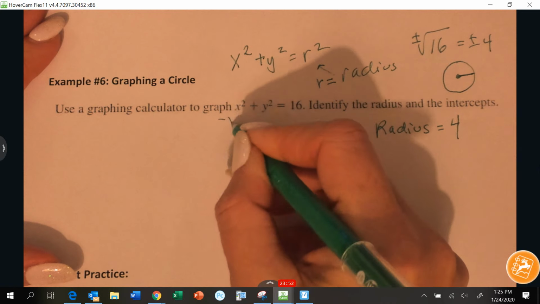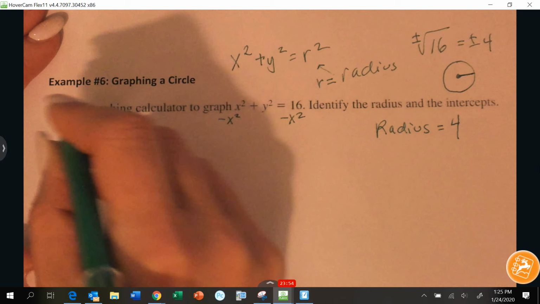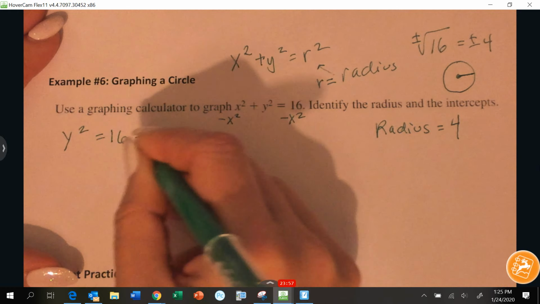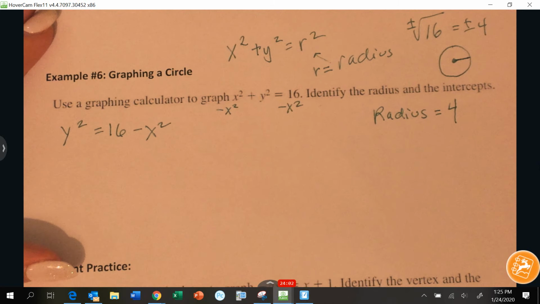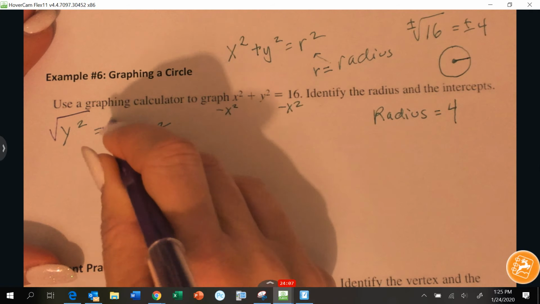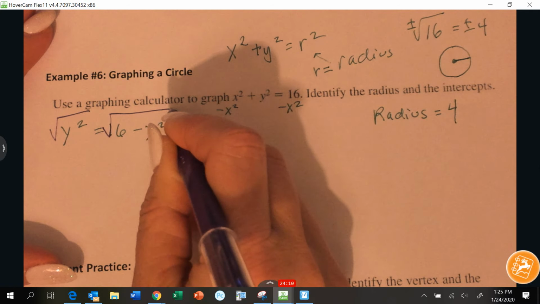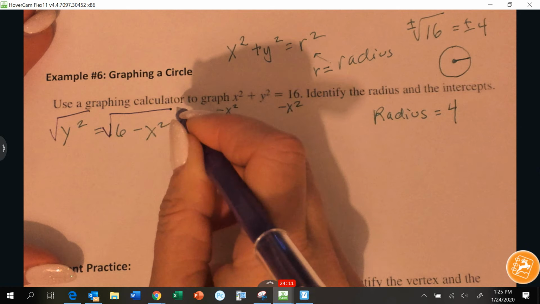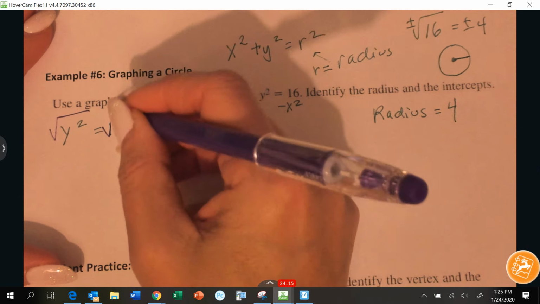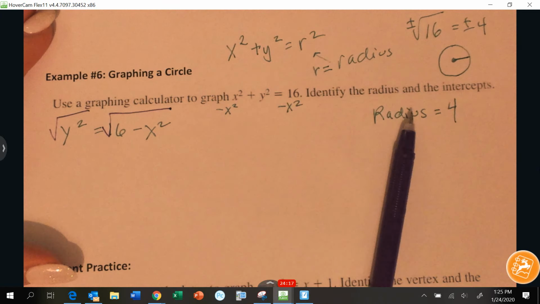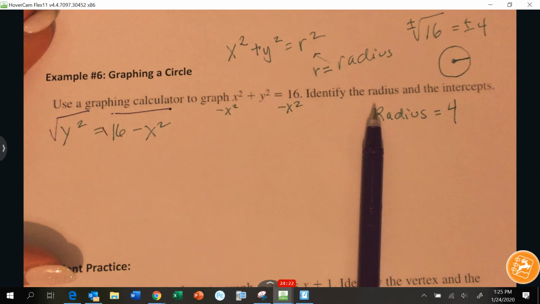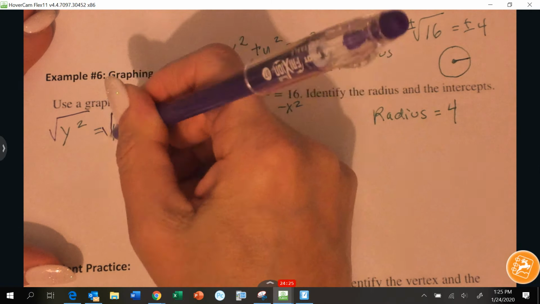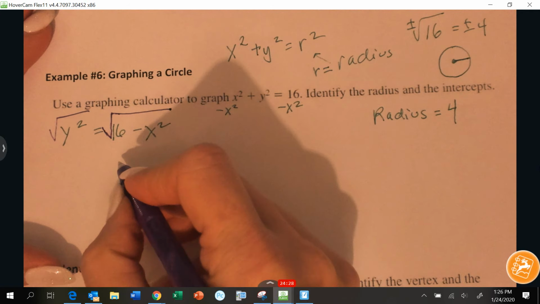Okay. So now I have y squared equals 16, take away x squared. Does it say y squared? No. So if I am square rooting, I just put a square root in. Is it a 16 or just 6? It's a 16. I have messy handwriting. But I do have erasable pens.